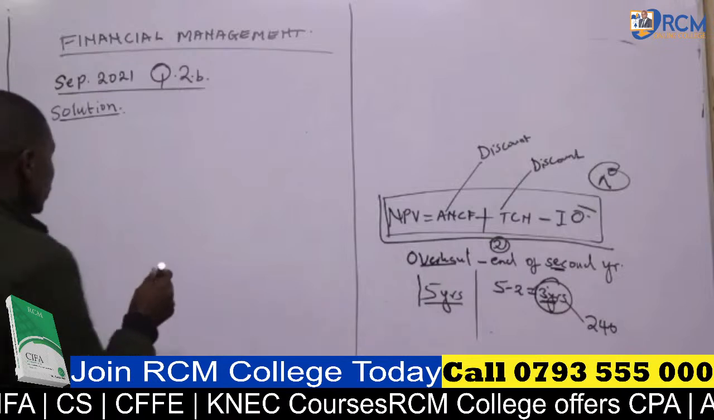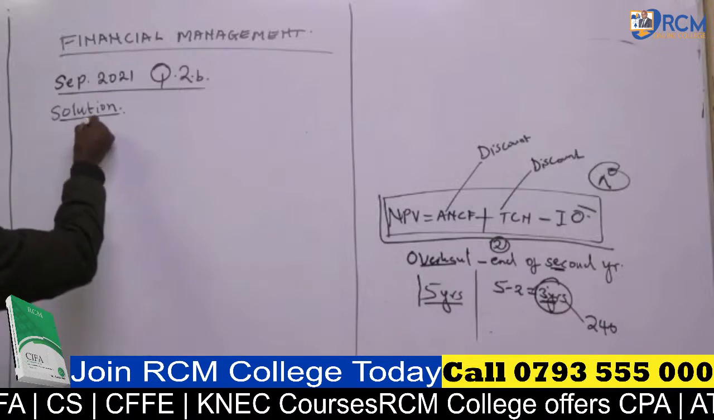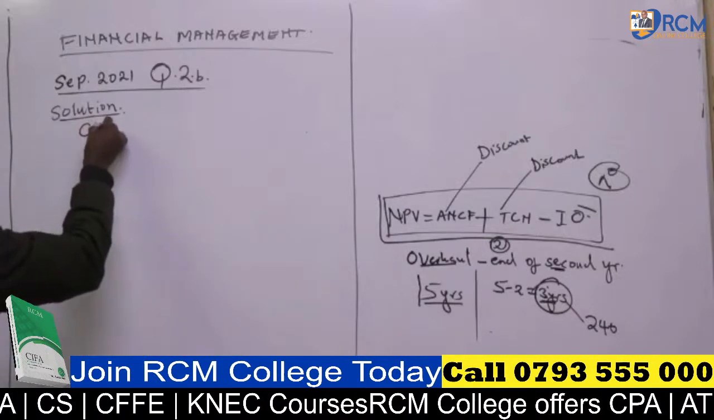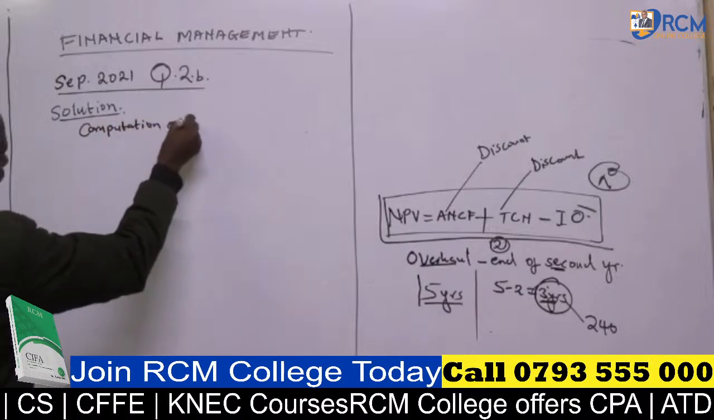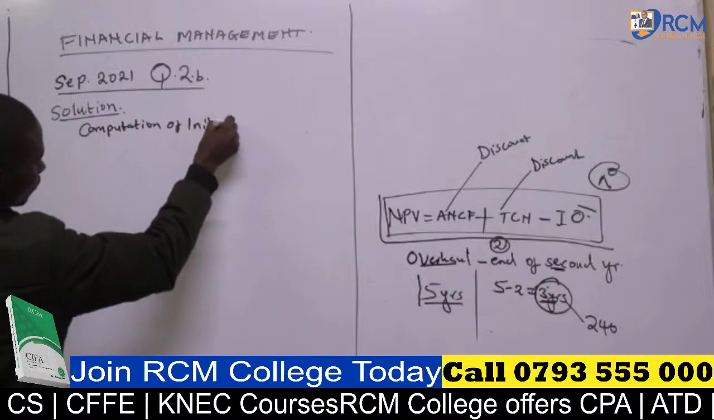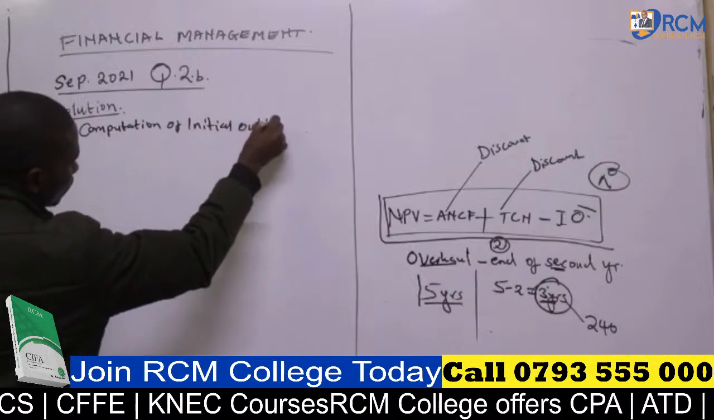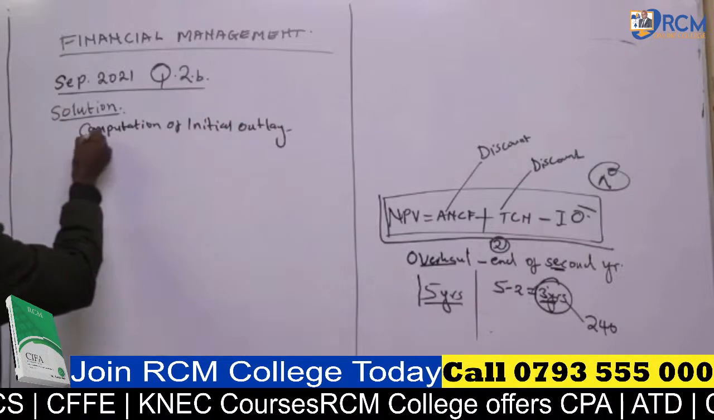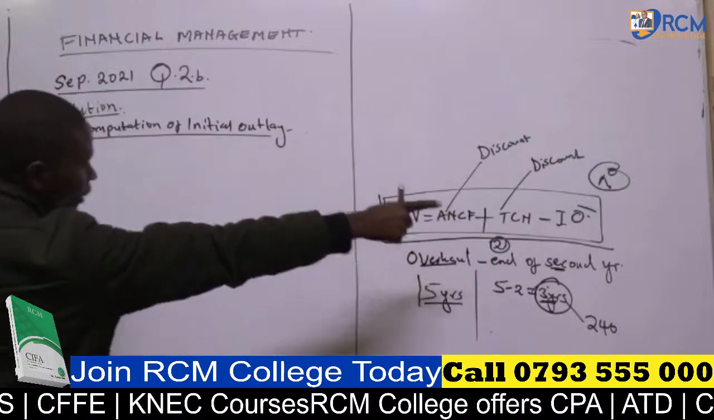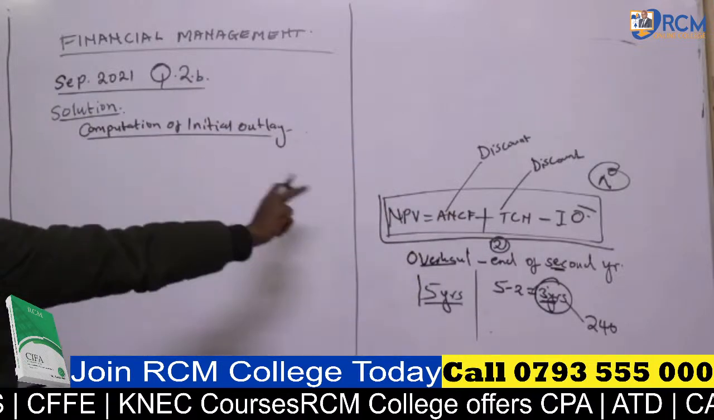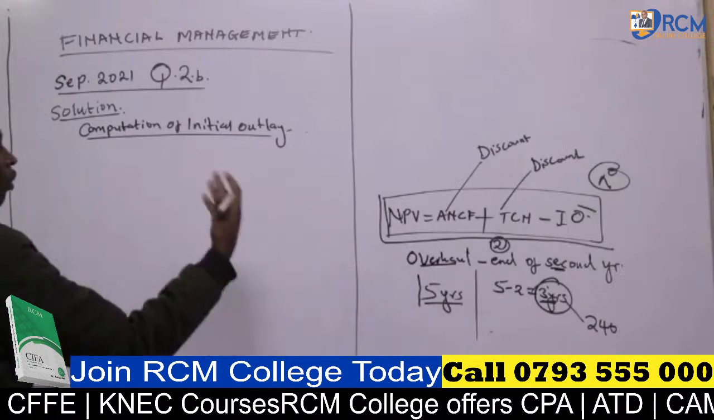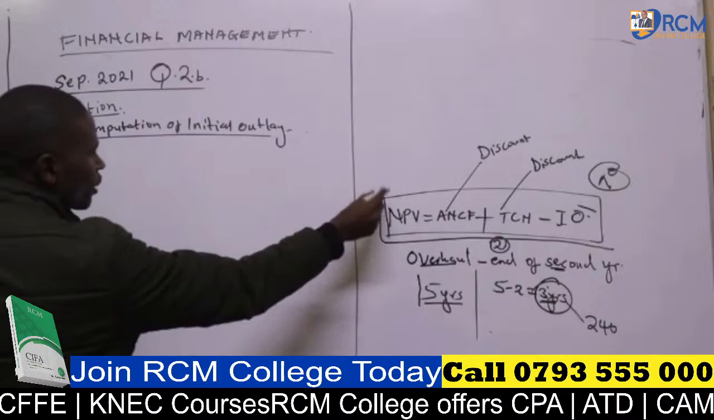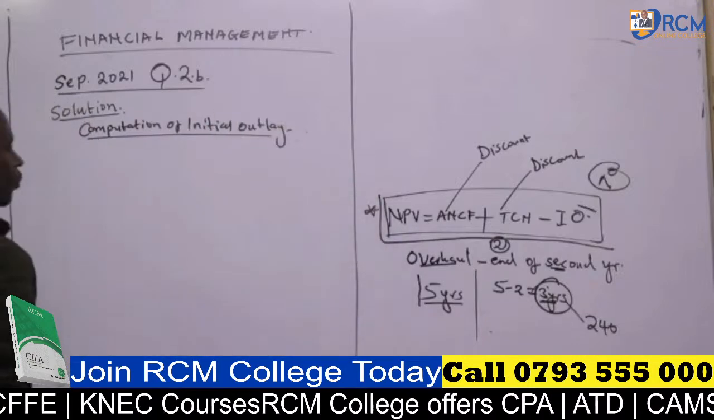Allow us to start with the computation of initial outlay. Remember, what is guiding me here is the formula. I compute this together, TC and NTC. It does not matter the order that I follow, only that I need to understand the formula is this way. So the order does not matter.